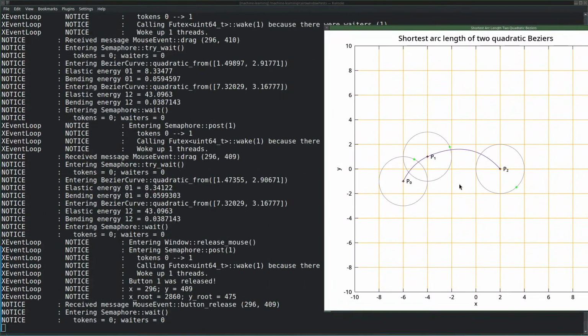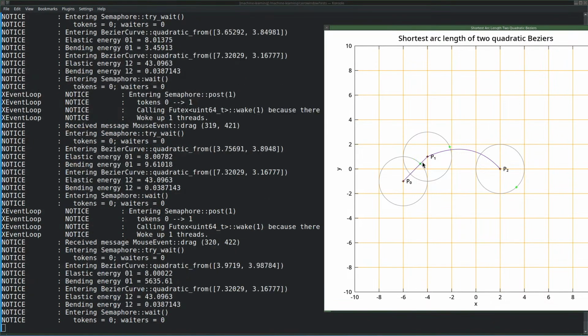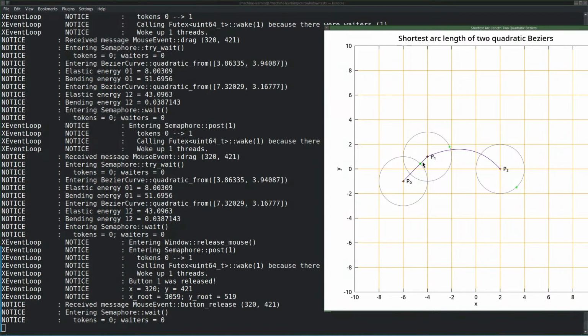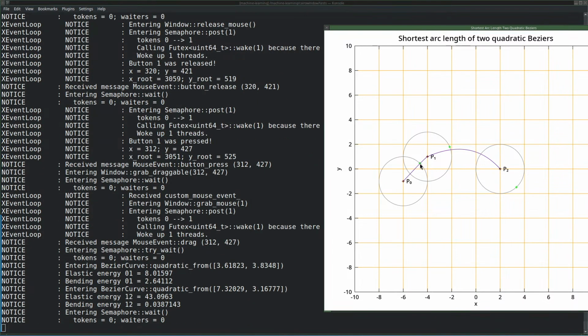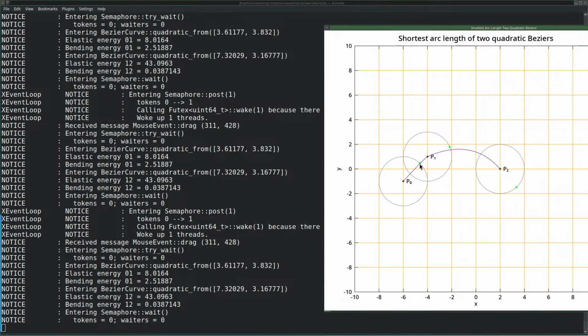Okay, here we have the energies. Elastic energy 43. That's a lot. Which one is that? 1, 2. This one feels very stretched. The bending energy is nothing. Okay, but if now I'm going to do my trick, now the bending energy is 51. You see that? You don't like that, of course, so I'm going to. Oh yeah, if you put it like this, it's going to jump up like crazy.